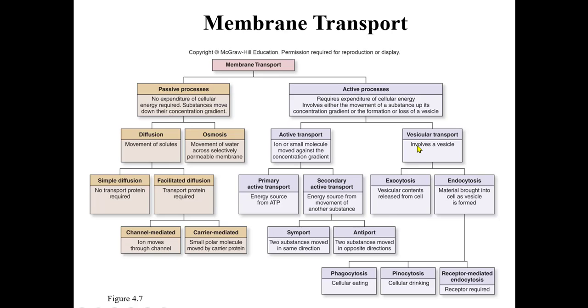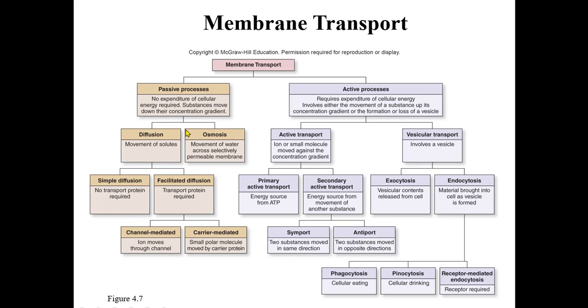Okay, this chart is of great value because you'll need to know what we call passive transport and what we call active transport. Let's do the passive transport first. Passive transport would be things like diffusion, osmosis, simple diffusion, facilitated diffusion. I'm going to stop there for a second. So these are all passive.